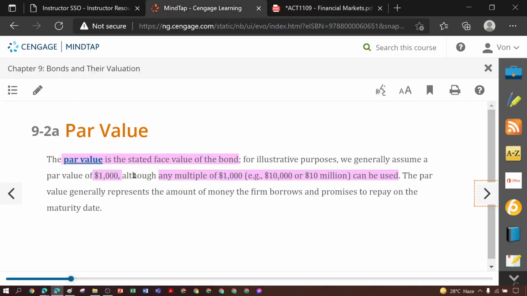Okay. Una, par value. Alam mo na to, no? Familiar ka na dyan. The par value is the stated face value of the bond. For illustrative purposes, we generally assume a par value of $1,000, although any multiple of $1,000 can be used. The par value generally represents the amount of money the firm borrows and promises to repay on the maturity date.